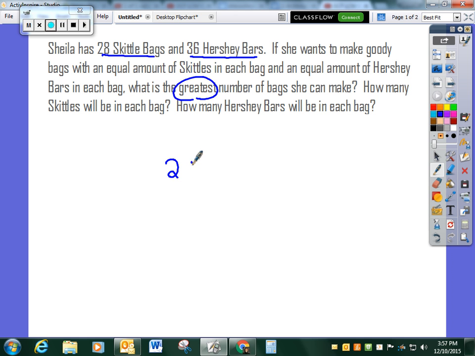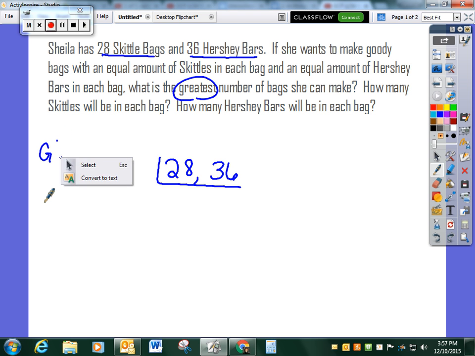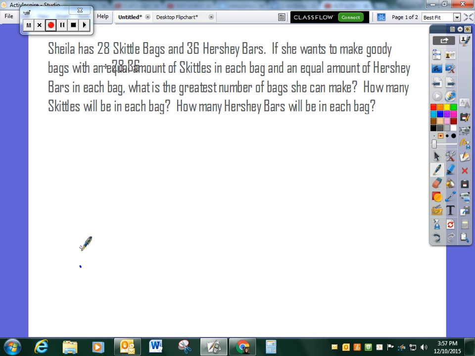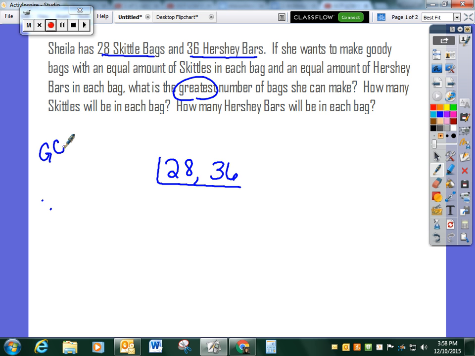So a hint to you, whenever you have numbers that you want to split up or divide evenly, you are going to use the GCF. Sorry about my pen mishap. Okay, and you're also going to label all of your work from word problems. This is Skittles, this is Hershey bars.